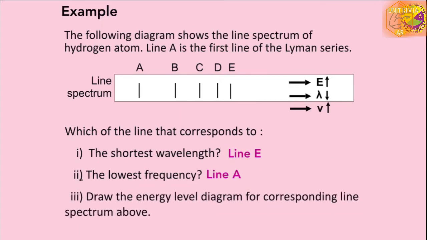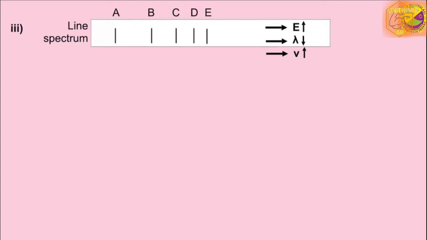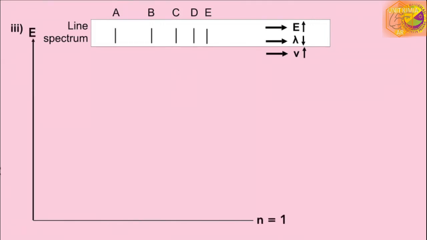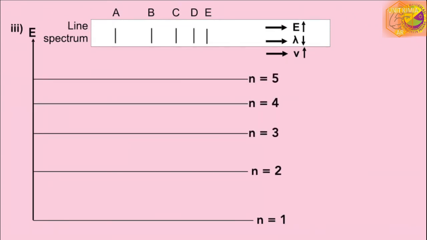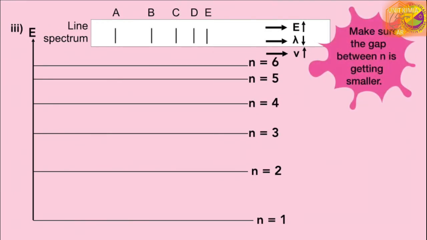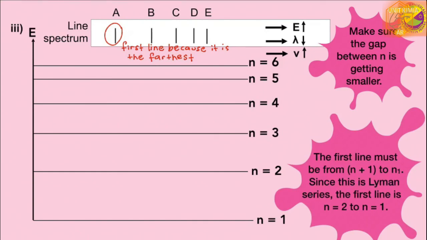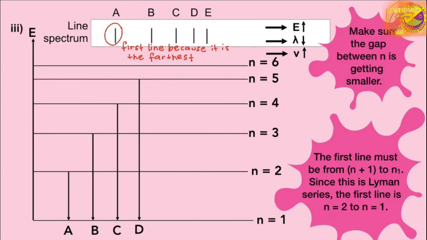Lastly, draw the energy level diagram for the corresponding line spectrum above. First of all, we draw the axis. Make sure the gap between n is getting smaller to show the difference in energy. As we have learned before, the first line is the line that is farthest from the other lines, which in this line spectrum is line A. Since this is Lyman series, the first line is the transition from n equal to 2 to n equal to 1. This is line A, followed by line B, line C, line D, and line E.